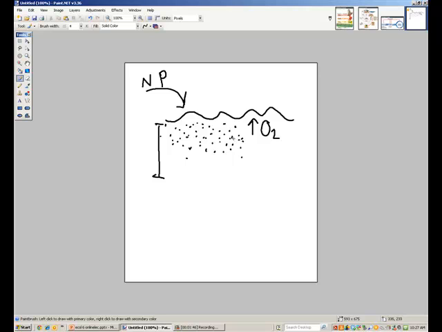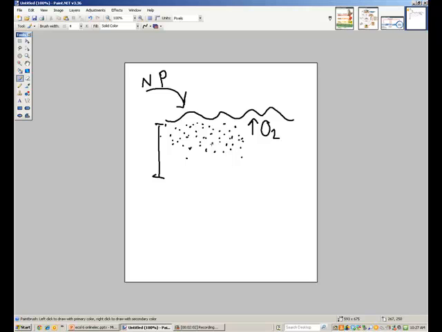But you might say, well, what's the big deal there? That's great. So we're encouraging plant growth. That even can sequester CO2. That would be a sink for CO2, which would be a good thing. But there's a flip side to this.